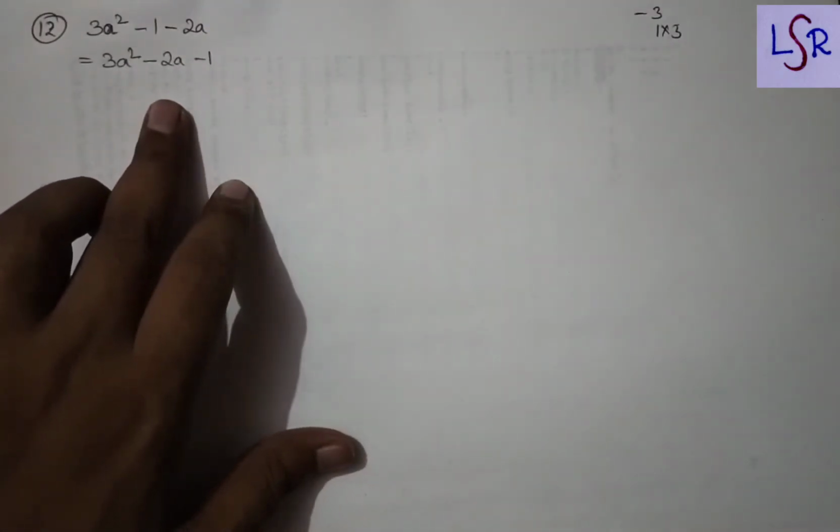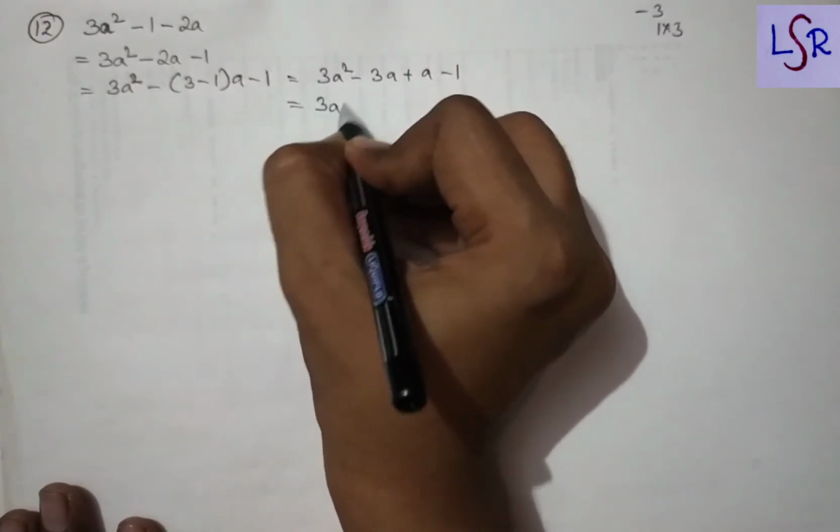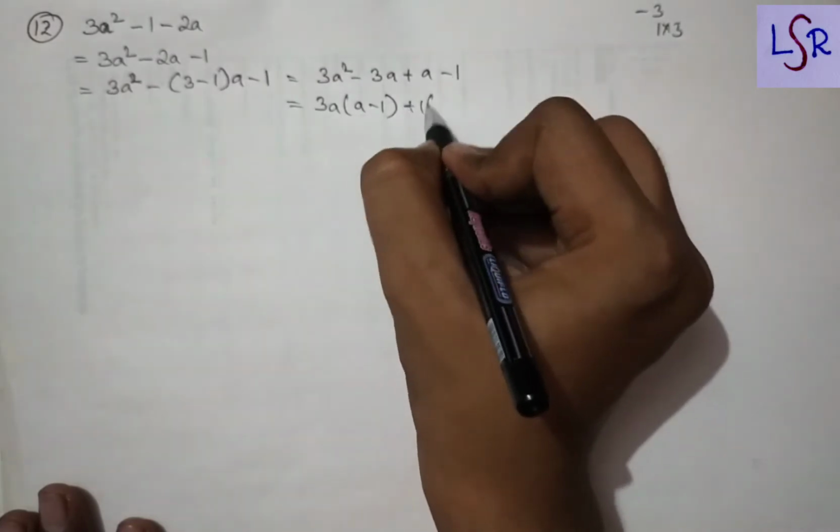Now from the first two we can take 3a as common, and we'll be left with a minus 1, and from these two we can take 1 as common, and we will be getting a minus 1.